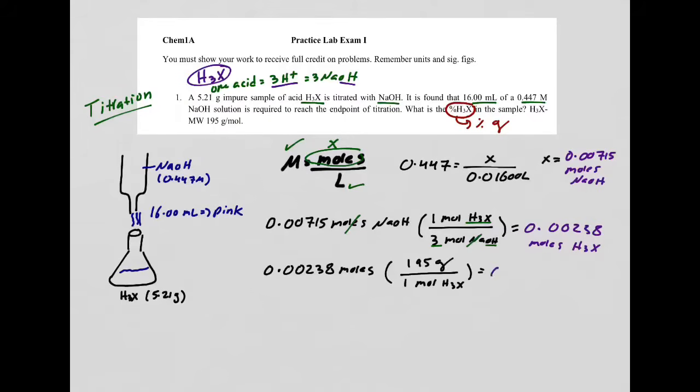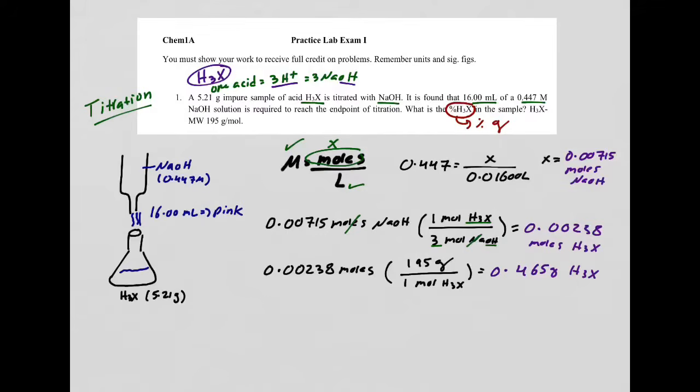What we get is 0.465 grams of H3X. Okay, pretty good so far. So now we have the grams of the acid. Again, we don't know what the formula of the acid is. It doesn't matter because they give you the molecular weight. That's all you need. Now we said percentage is a gram percentage.